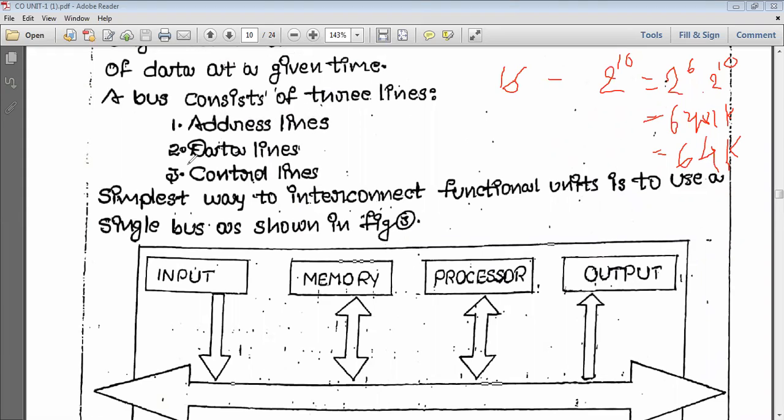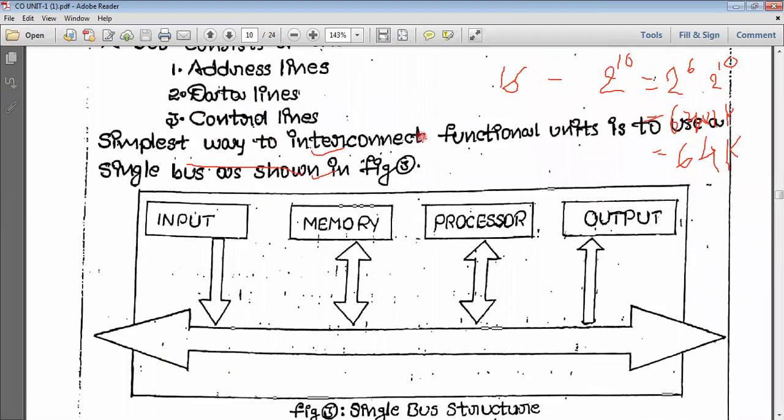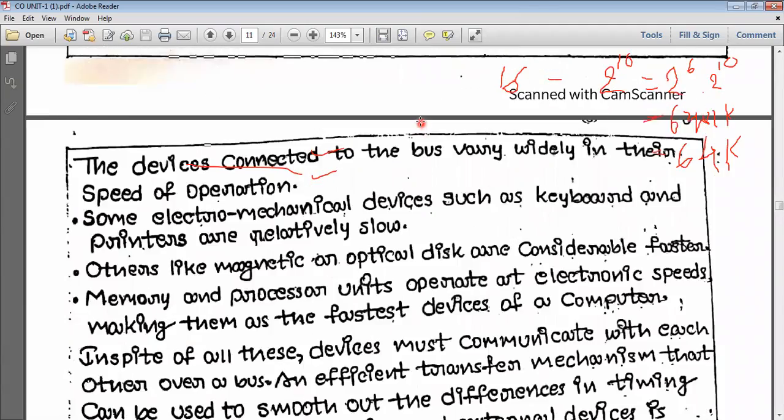Next, data lines. Based on the data lines, we know the word length of the given processor. Suppose it is an 8-bit processor, then the word length is 8. For a 16-bit processor, the word length is 16 bits. Control lines are used to coordinate all the operations which are done by using these address lines and data lines. So this is about the bus structure.